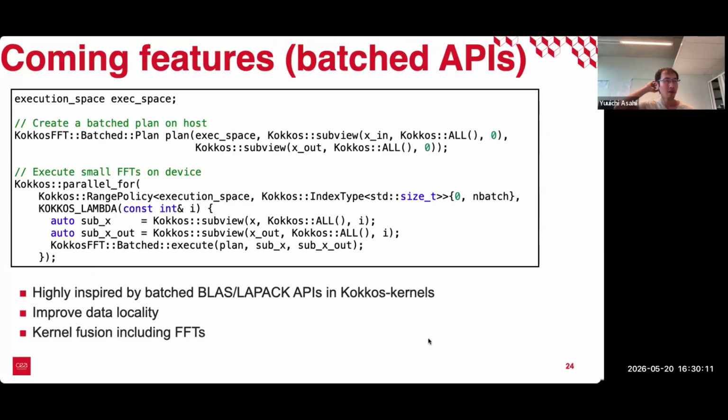Just before the final remarks, I'd like to talk a bit about our coming features, which are the batched APIs. I'm also working on the Kokkos Kernels side, which has the BLAS and LAPACK APIs in the batched sense, which is extremely useful for some use cases. We are highly impressed by this API, so we'd like to try the same thing for Kokkos-FFT as well. The basic idea is just calling small FFTs on device, like this. I just tried the basic FFT and IFFT, and still need to implement real FFT and complex-to-real inverse FFT, but it should basically be the same thing.